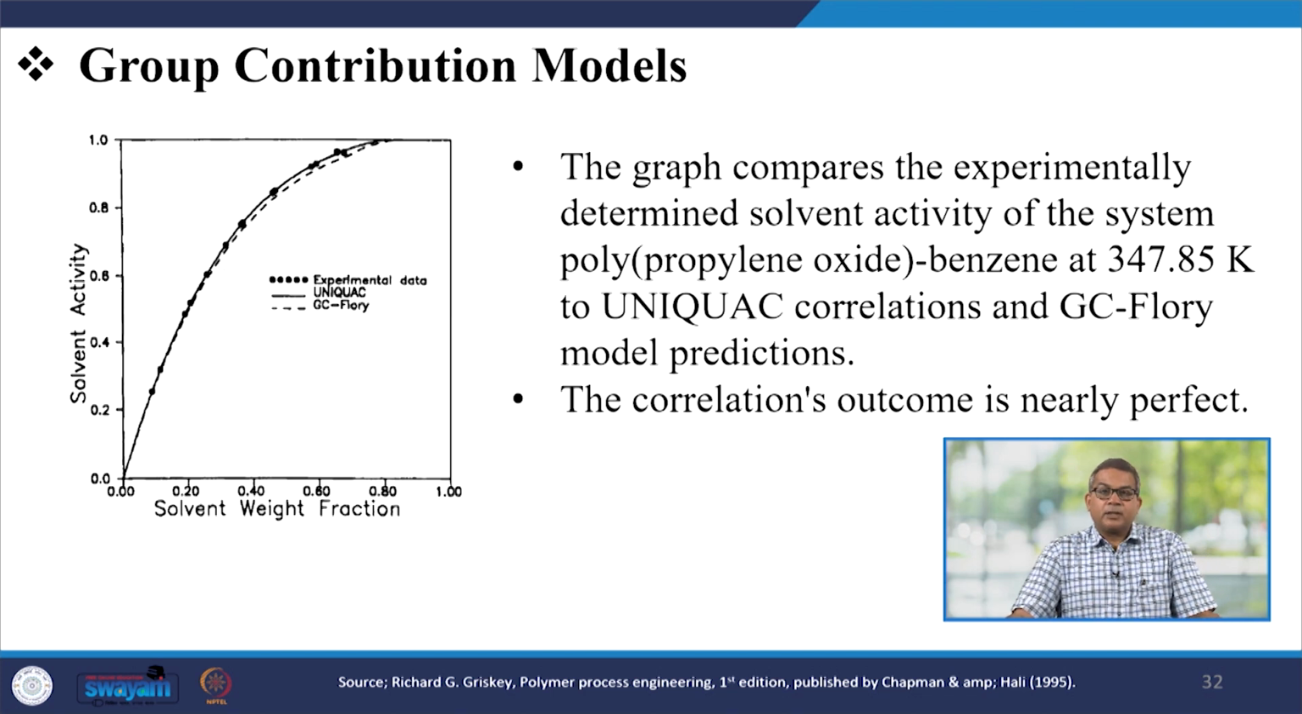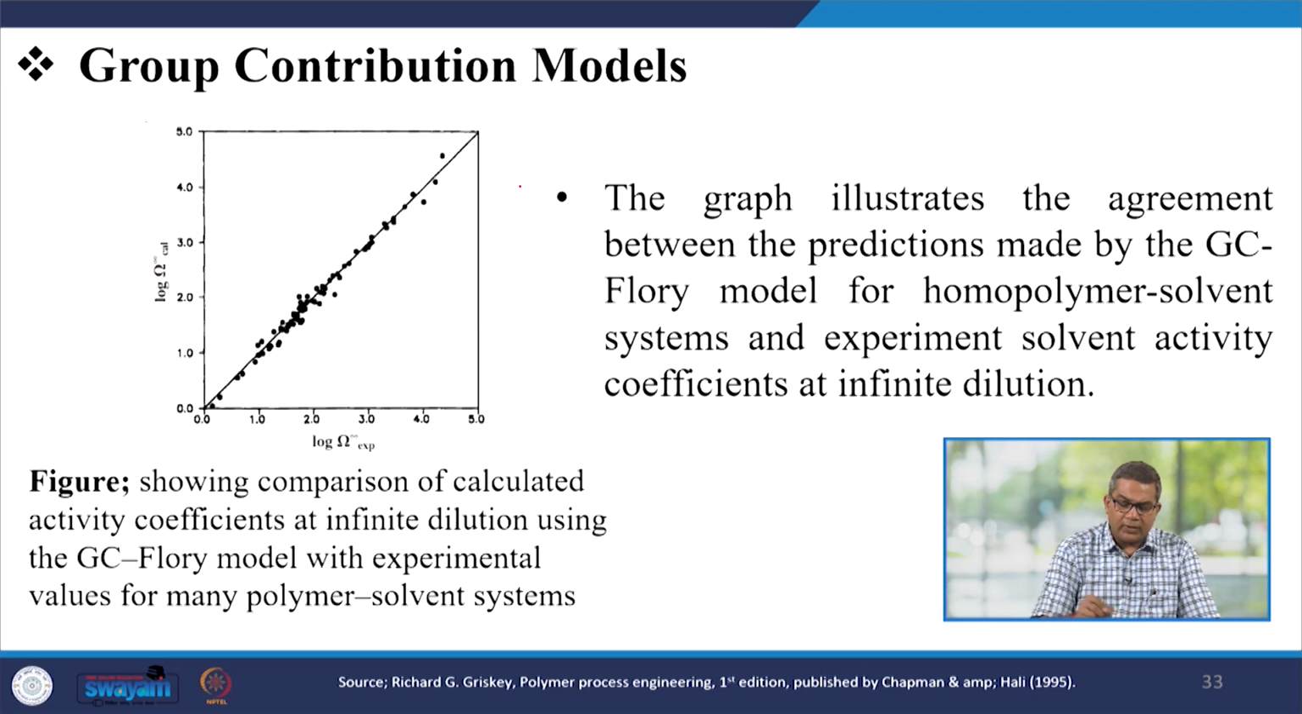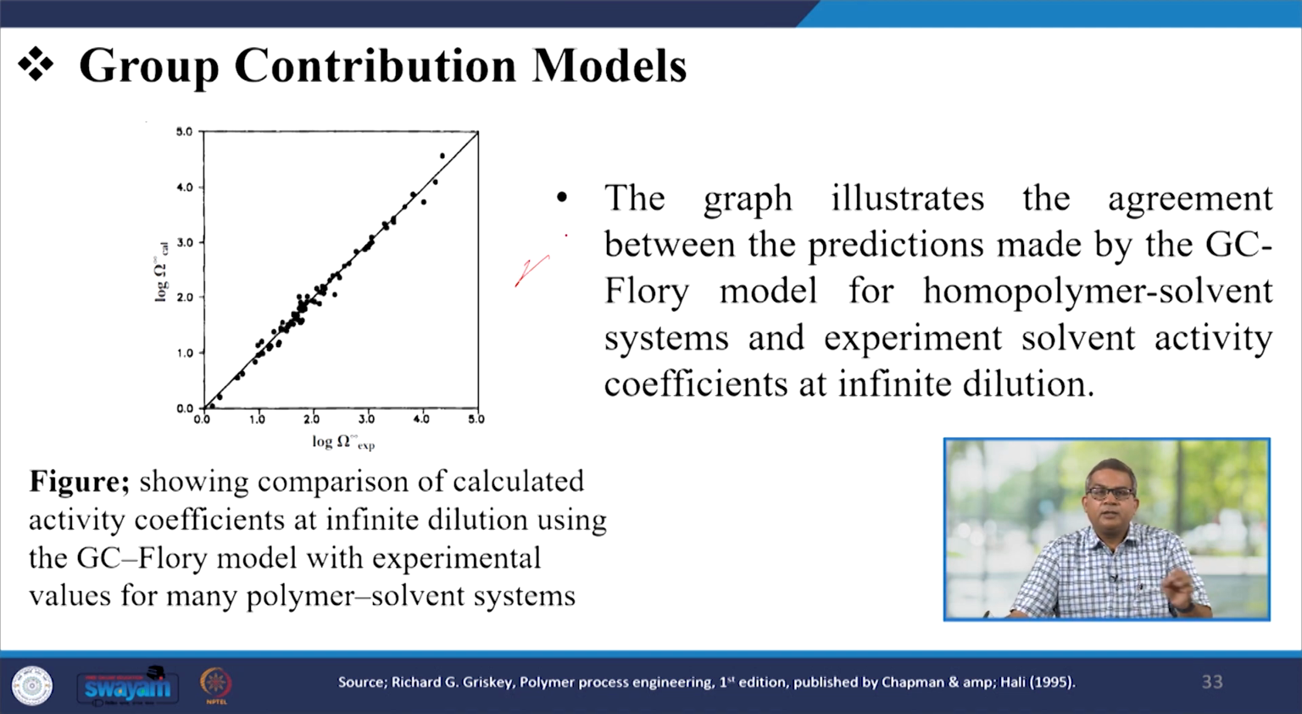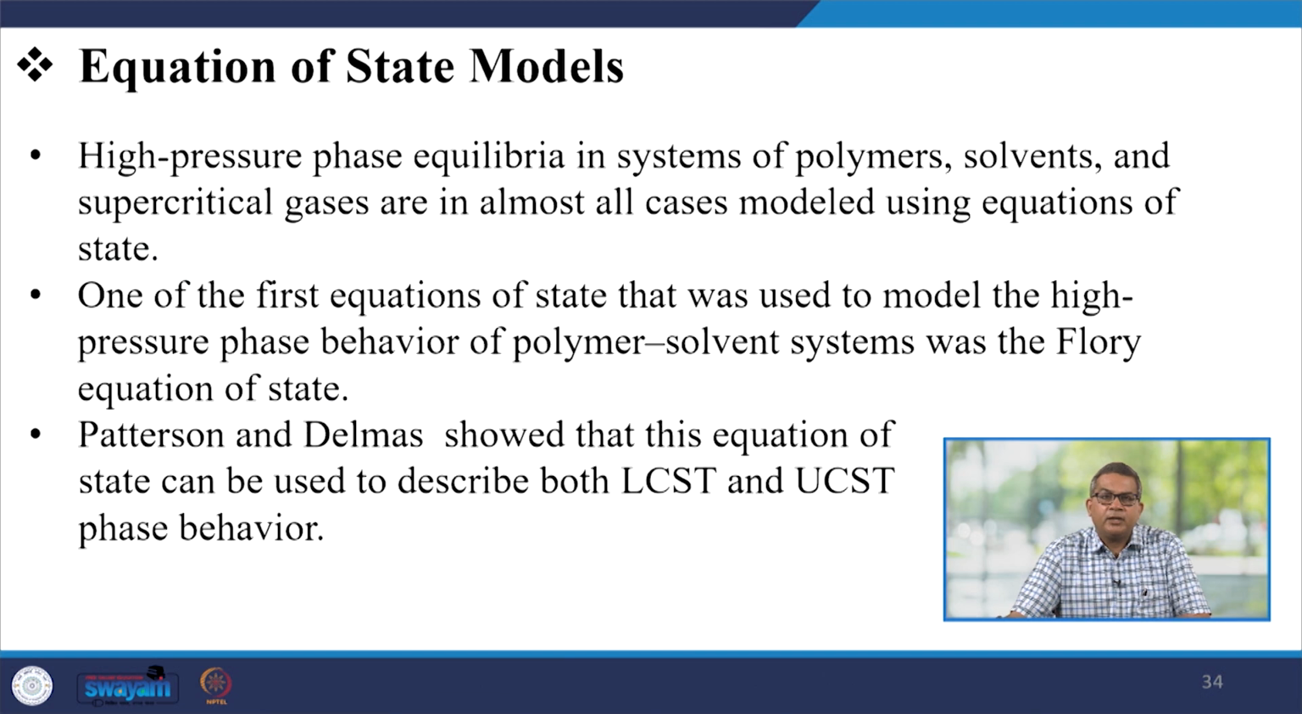Now, this graph compares the experimentally determined solvent activity of the system polypropylene oxide and benzene at 347.85 Kelvin with the unified correlation. This correlation's outcome is nearly perfect. This particular graph illustrates the agreement between the prediction made by this group contribution Flory model for the homopolymer solvent system and the experimental solvent activity coefficient at infinite dilution.